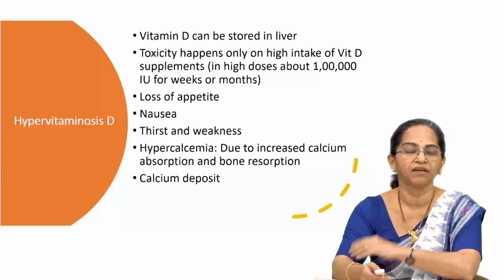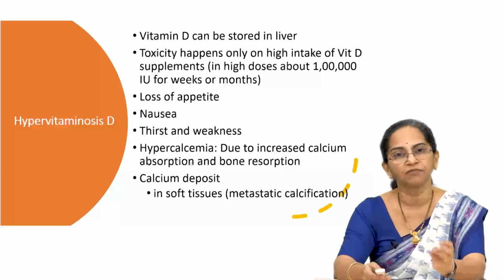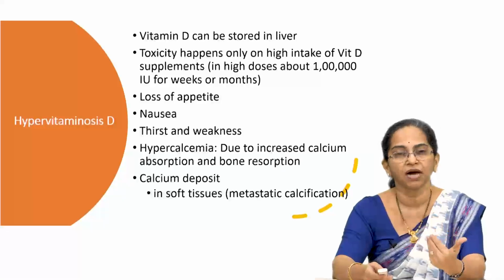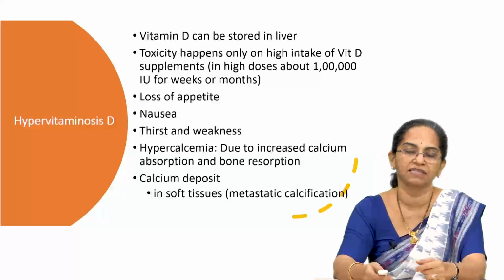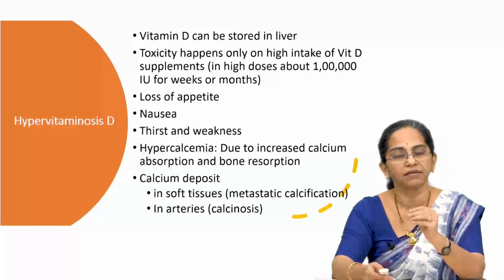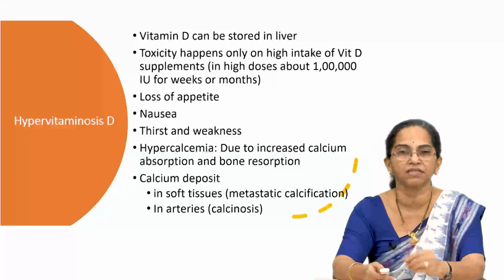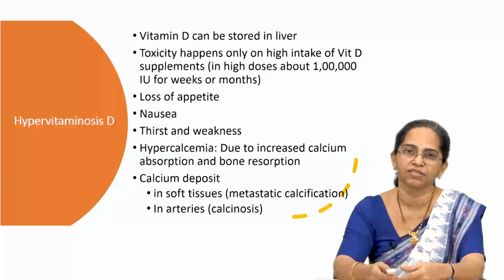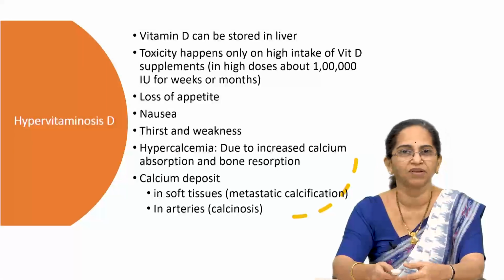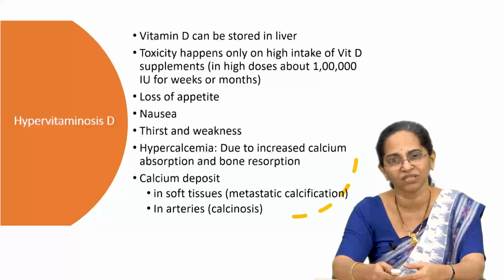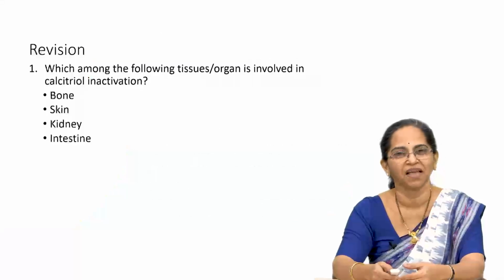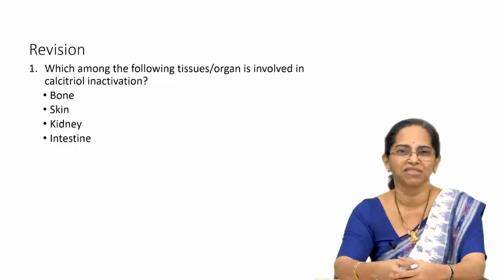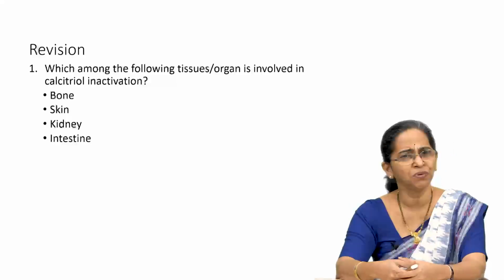Calcium can deposit. Where can it deposit? Calcium can deposit in the soft tissues because high calcium levels are prevailing, and there can be metastatic calcification, or it might go and deposit in the arteries, and that can cause calcinosis. So, these are the problems when there is vitamin D toxicity or hypervitaminosis D. So, let us quickly try to revise the topic with few questions.